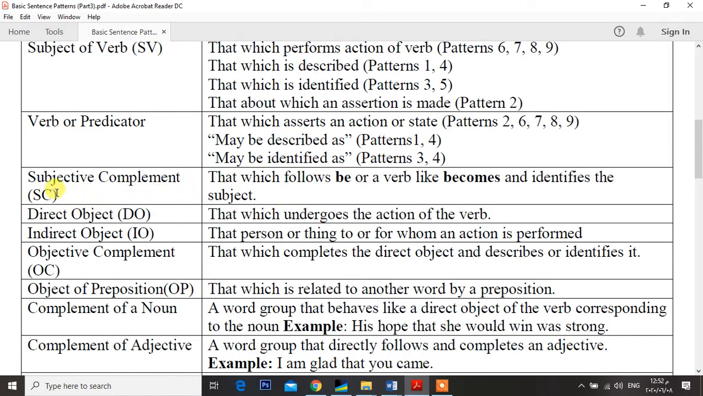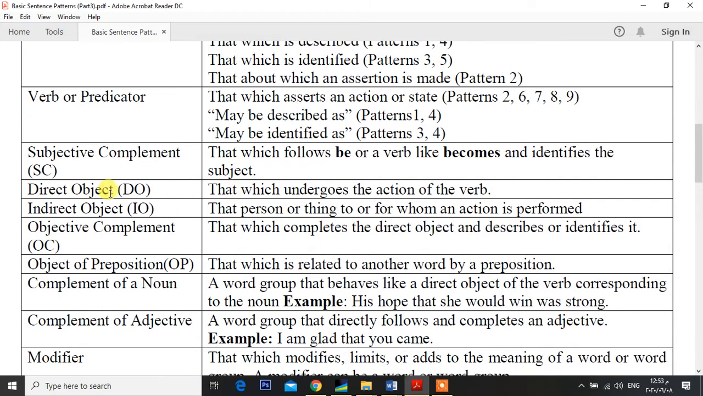Turn to the third one, subjective complement, and sometimes it is abbreviated like that, SC, subjective complement. That which follows be or a verb like becomes and identifies the subject. For example, when we say "that is she," "she" here follows a verb to identify the subject. So "she" identifies "that" because "that" here is the subject.